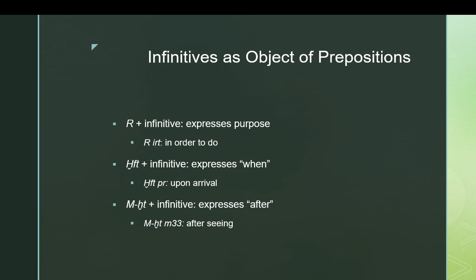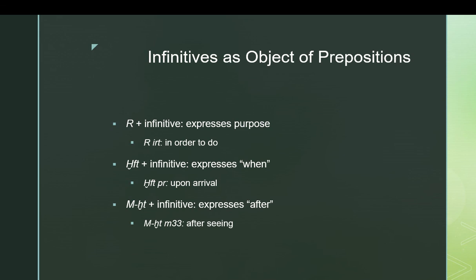R plus infinitive has a couple meanings. One of them we're going to get to in a minute, but generally, it can express purpose. R iret means in order to do something. And we're using iret there just as a dummy verb because iri does mean to do. So r sejem means in order to hear. You would say at the front of the class, in order to hear better. Sejem nefer. Or sejem. Yeah, I guess you wouldn't even really use a comparative there in Egyptian.